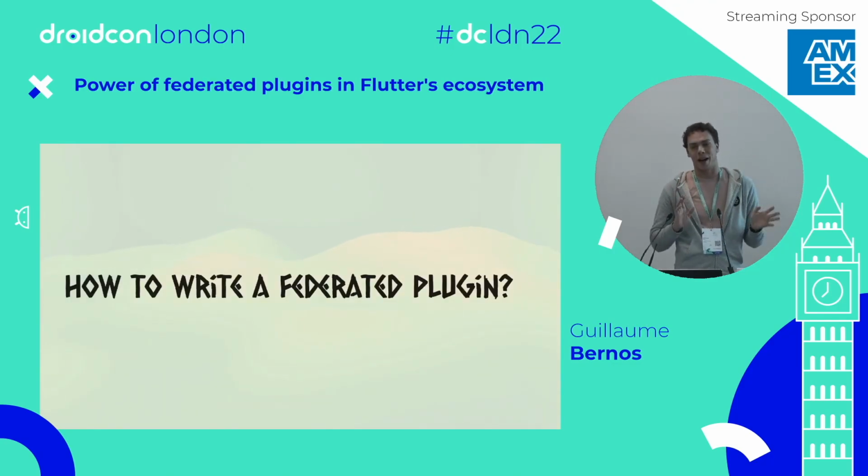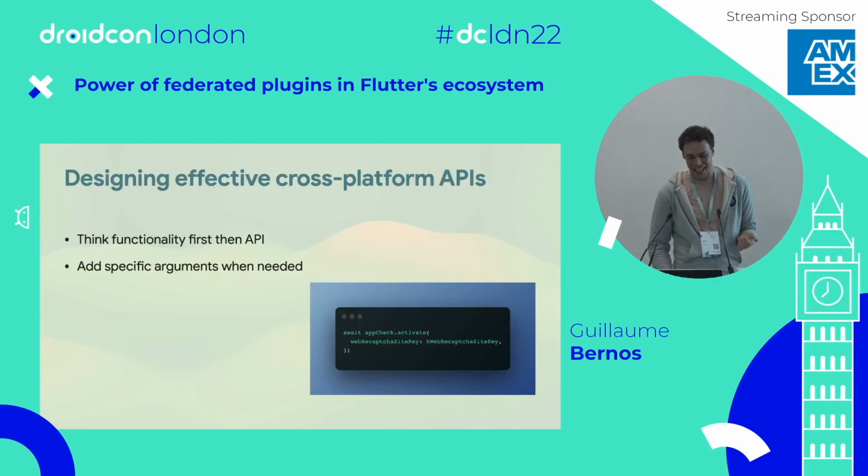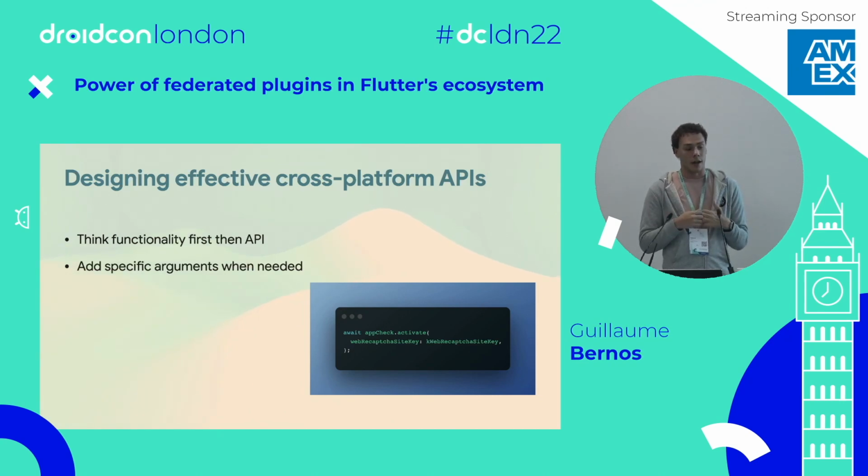So there are a lot of steps. I'm not going to do a class on Objective-C right now. We don't have time. But I will tell you some tips on how to design an effective cross-platform API, because it's something that can be a real struggle when you're starting, because you have to think functionality first, then API. For instance, if you do a location package, you might have different ways of thinking about it.